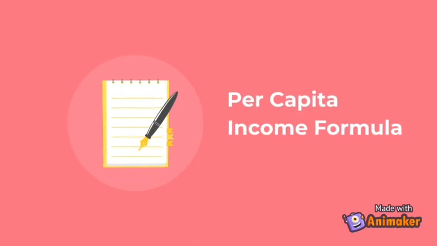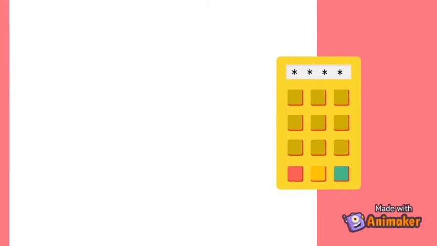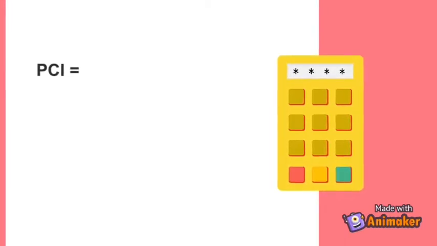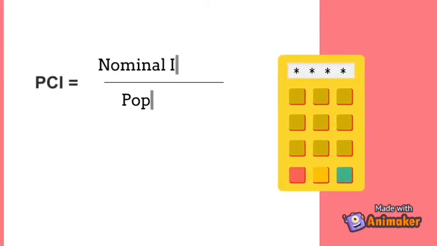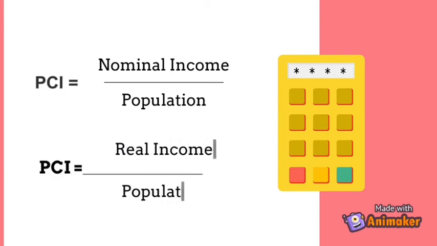Per capita income formula. Per capita income in a country can be calculated in two ways. The first is based on the prevailing price, or commonly referred to as nominal income. Second, it is calculated based on constant prices or fixed prices taken as the reference year, or referred to as real income. That means per capita income can be obtained by dividing national income by the number of people living in a country, or by dividing real income by the number of people living in a country.